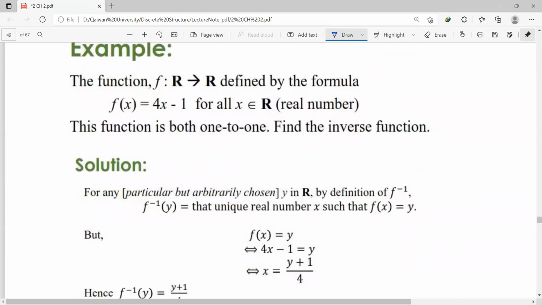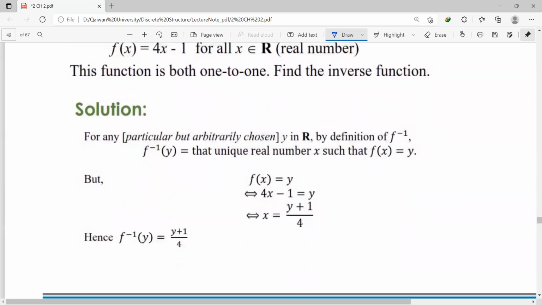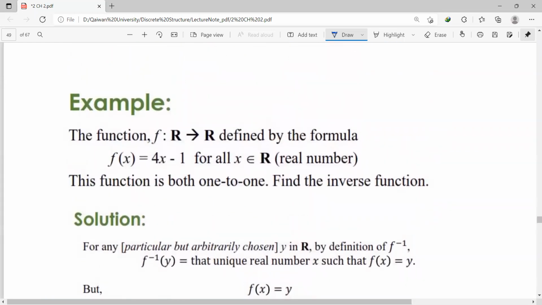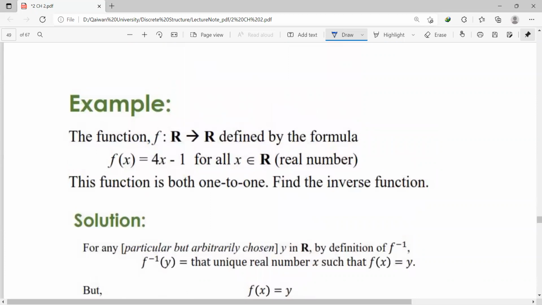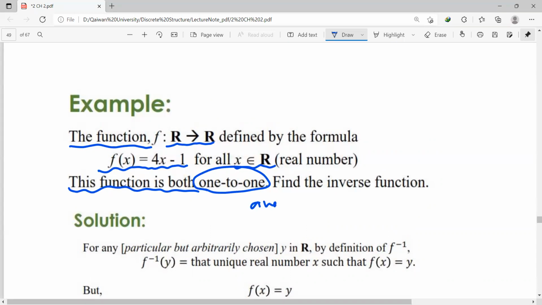We have only this example. We are trying to finish this example, and it's enough for today. Here we have the function f, which is defined from R to R. F of x is 4x minus 1 for all x in R. It says this function is both one-to-one and onto. Find the inverse of the function.